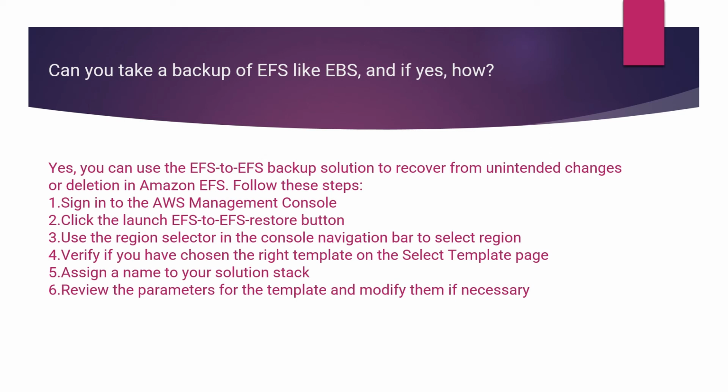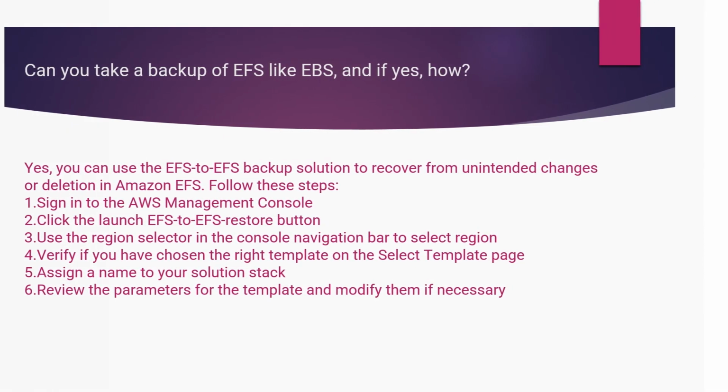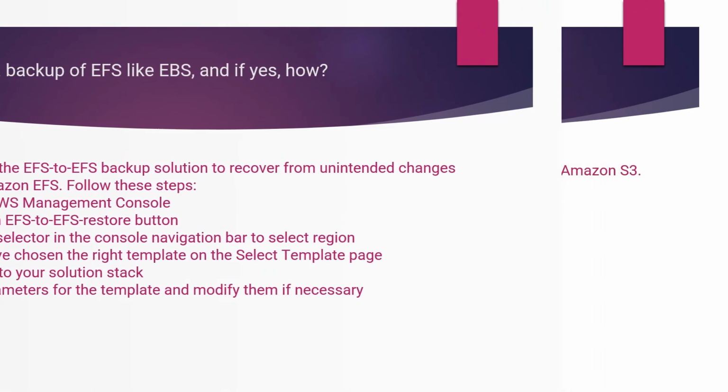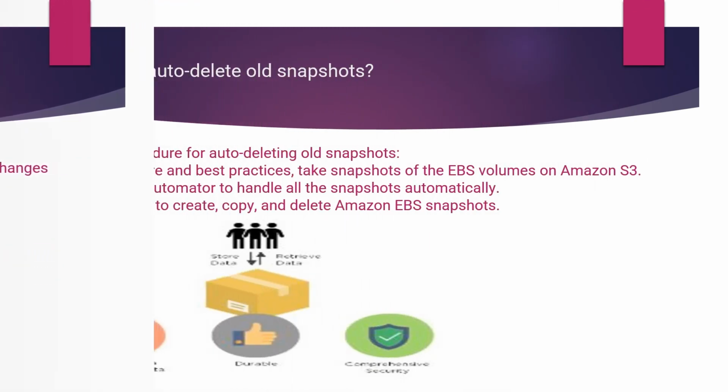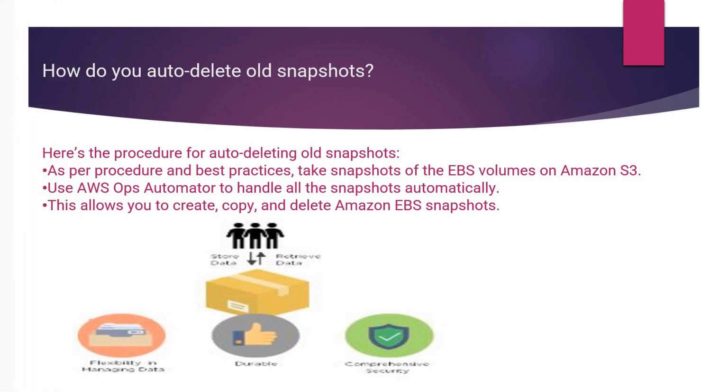58. Can you take a backup of EFS like EBS, and if yes, how? Yes, you can use the EFS to EFS backup solution to recover from unintended changes or deletion in Amazon EFS. Follow these steps. Sign into the AWS Management Console. Click the Launch EFS to EFS Restore button. Use the region selector in the console navigation bar to select region. Verify if you have chosen the right template on the Select Template page. Assign a name to your solution stack. Review the parameters for the template and modify them if necessary.